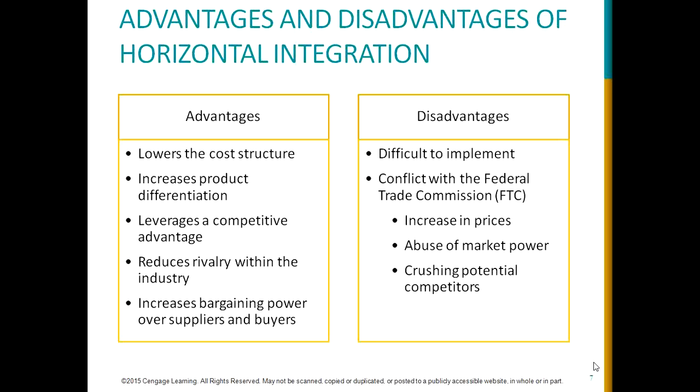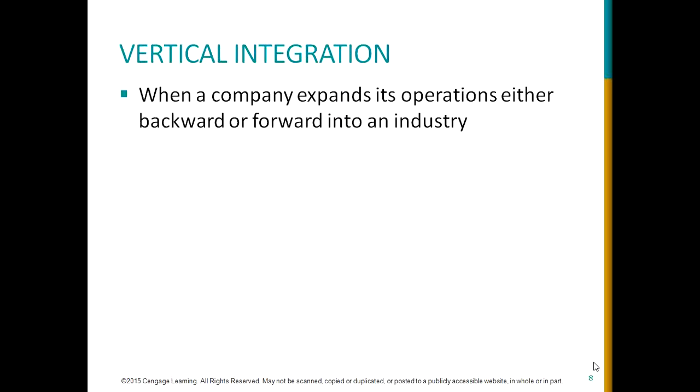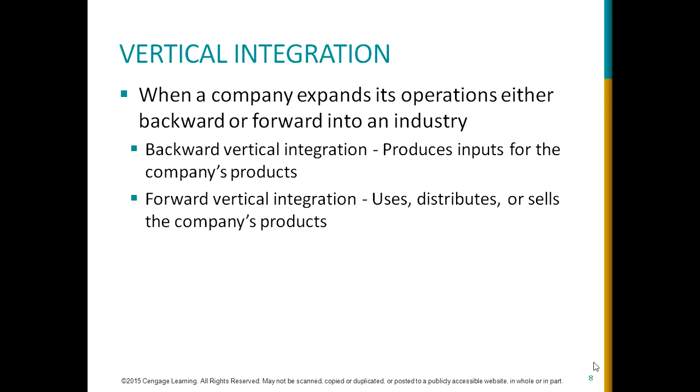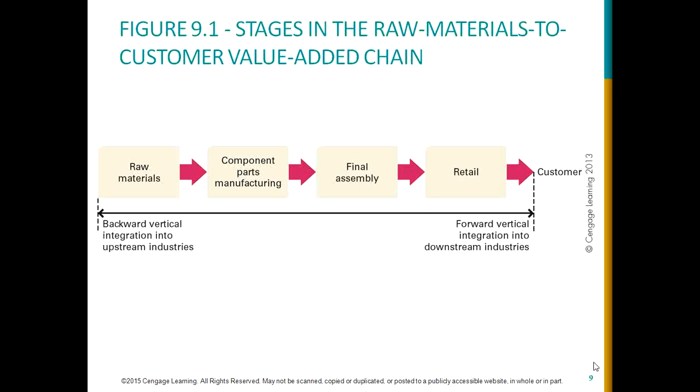Moving to the important areas of disadvantages, we have vertical integration. This is when a company expands its operation either backward or forward into an industry. Backward integration produces inputs for the company's products. Forward integration distributes or sells the company's products. As you can see in this figure, which demonstrates it very clearly, the backward integration and the forward integration are shown: raw materials coming in, components and parts manufacturing, then the final assembly, then to the retailers and the customers.